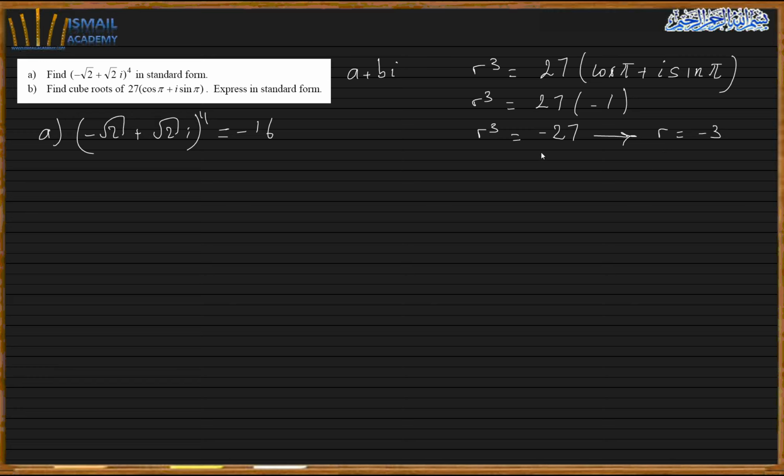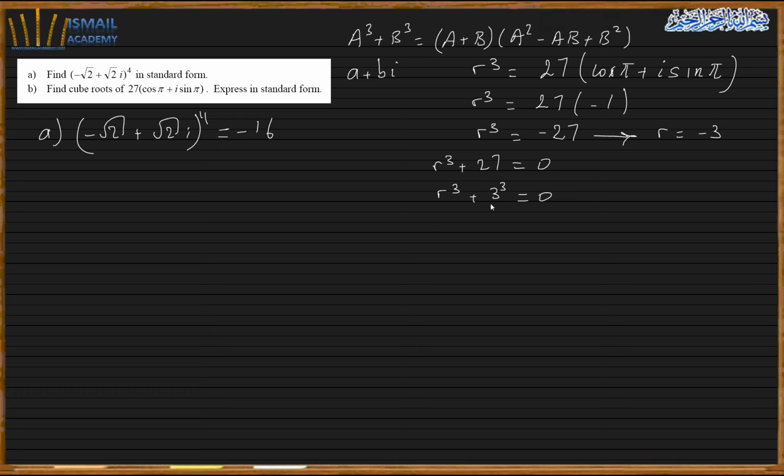So what you do here is move 27 to the other side and factor. So here I will do r cubed plus 27 equals 0. Then I'm going to use this as the same thing as r cubed plus 3 cubed equals 0. So you're going to factor a cubed plus b cubed, which is the same thing as a plus b times a squared minus ab plus b squared. So this is the formula I'm going to use.